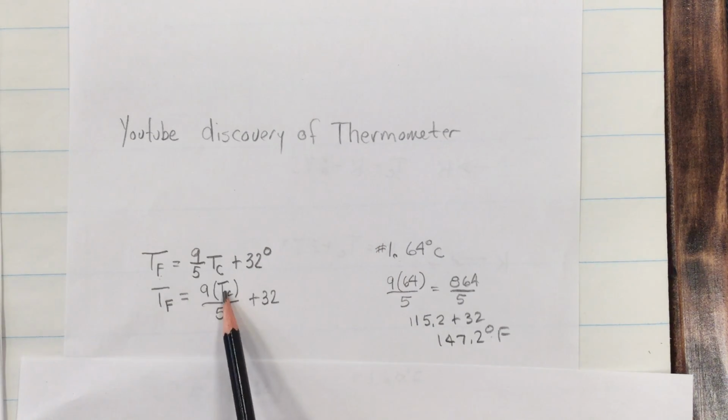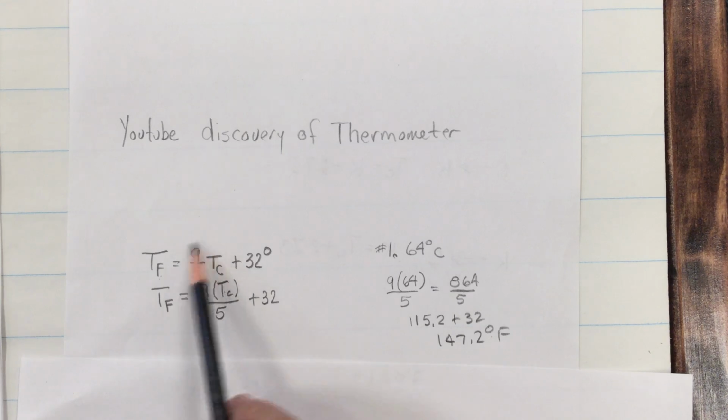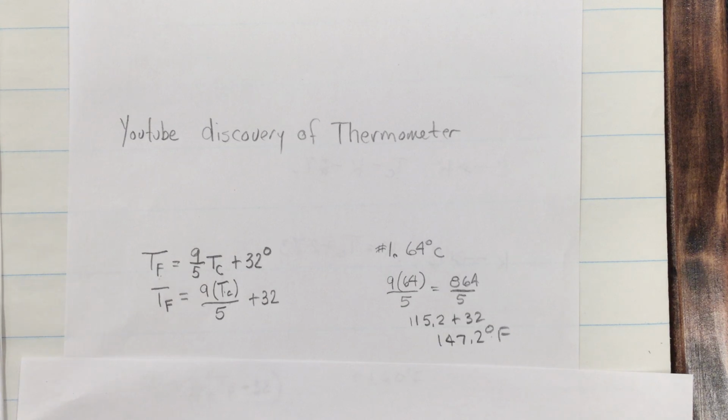Sometimes doing it 9 times this and then dividing by 5, we're doing exactly the same thing. But in your calculator, in some places, your 9/5 might be, they say multiply by 1.8, which is okay, but you lose a little bit with the decimal points. So here I did 9 times the degrees in centigrade, divided by 5, is 115.2, plus 32 is 147.2, our final answer.